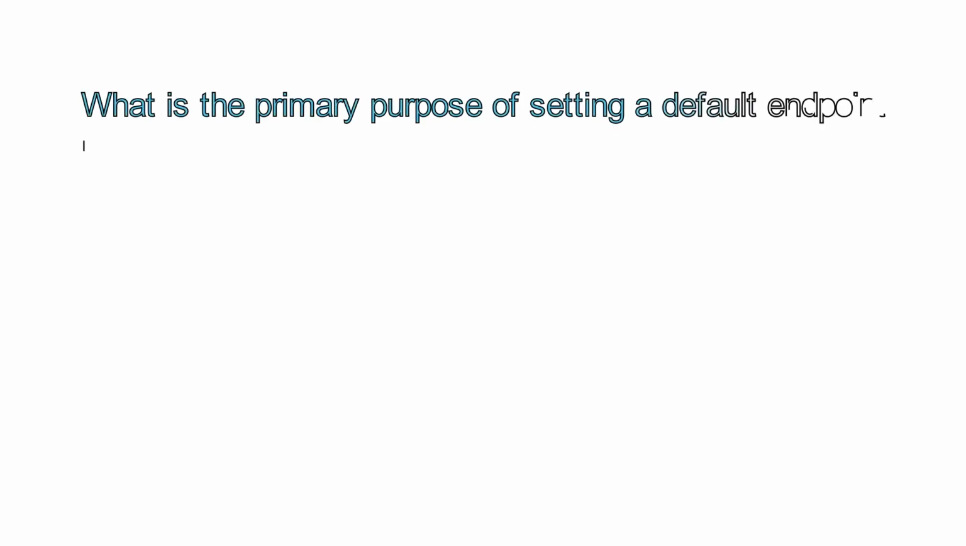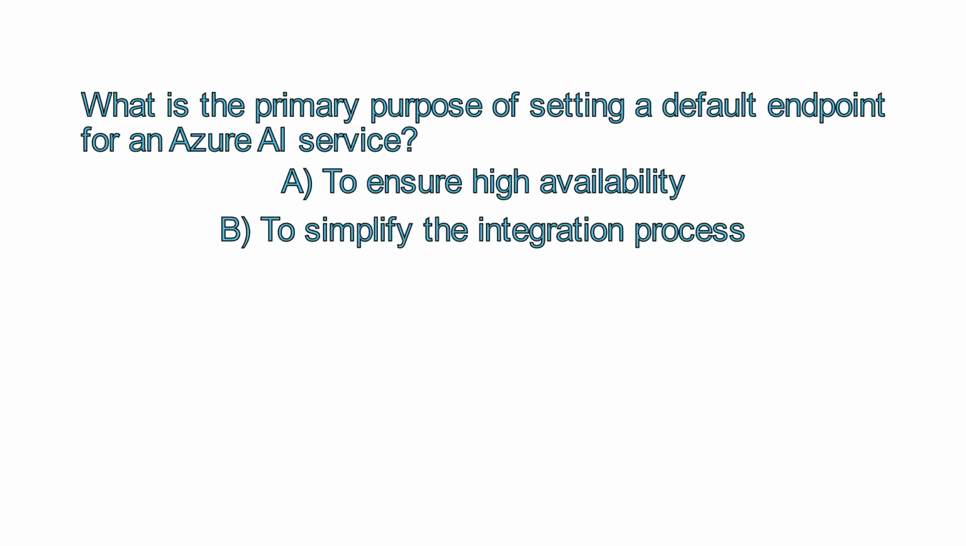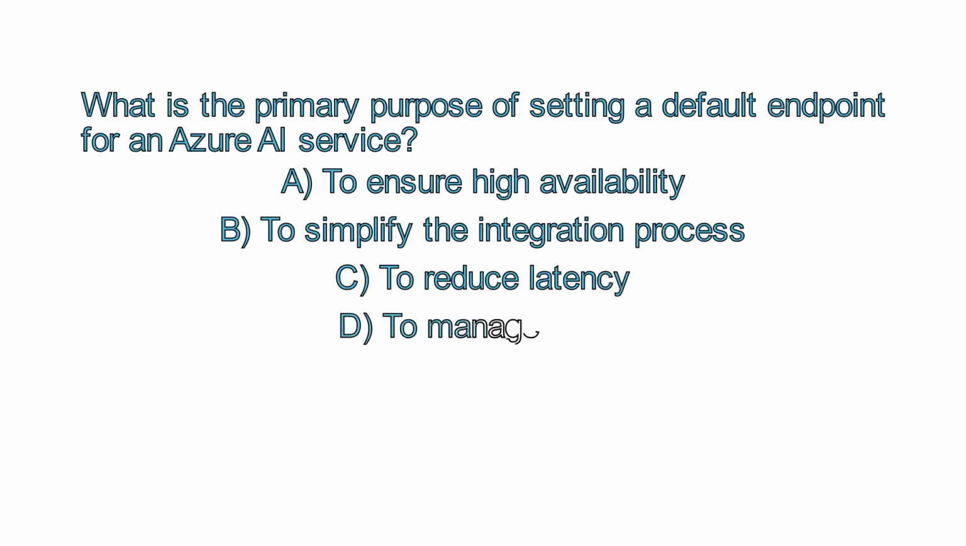What is the primary purpose of setting a default endpoint for an Azure AI service? A. To ensure high availability. B. To simplify the integration process. C. To reduce latency. D. To manage costs.